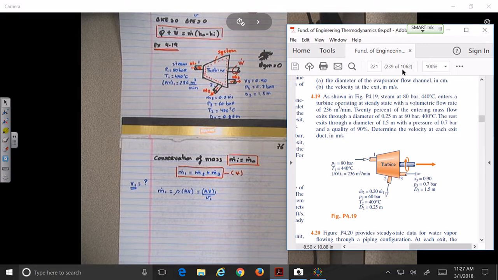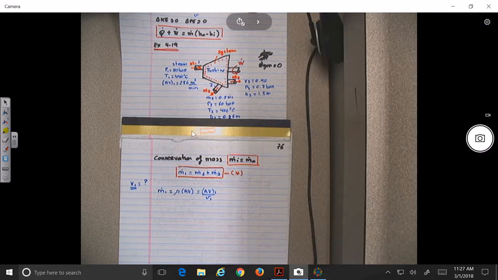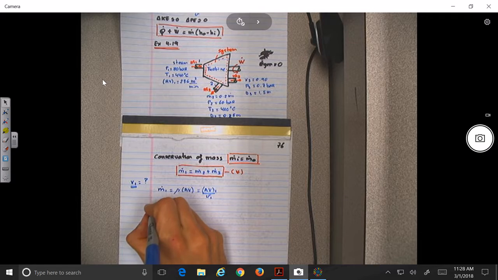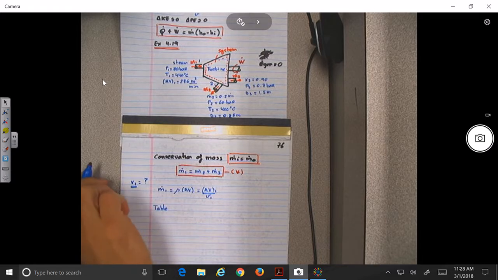Okay, so what do we know at state 1? We know it is steam, no? So we also know the properties P1 and T1. So what could we do? We could go to the tables and find the specific volume for the steam, no? So I don't know, what would that be? Table A4 probably. So let's see.